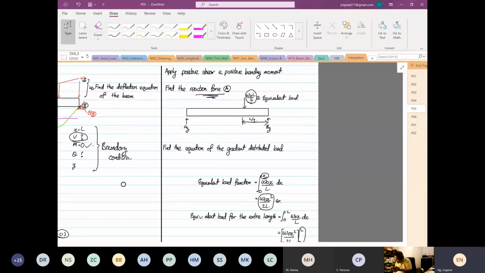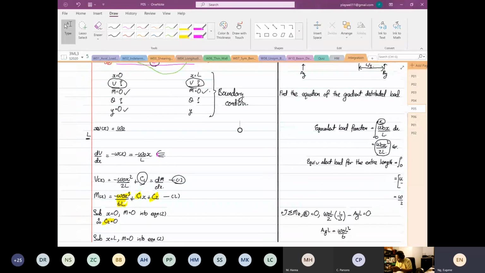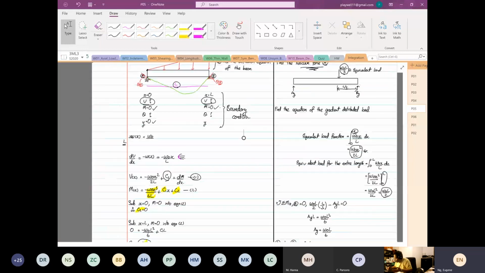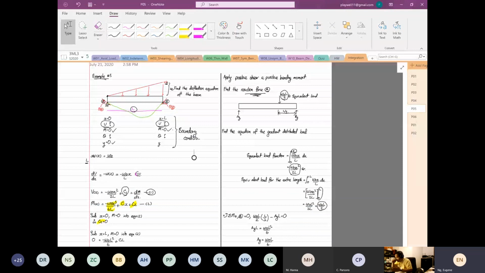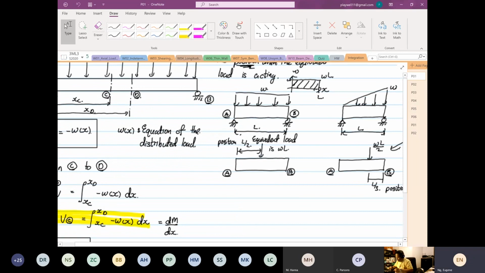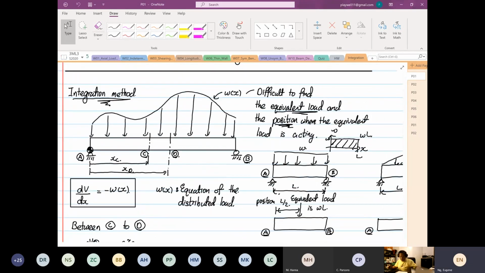If you use the integration method, all you need to know is your boundary condition, and you don't need to find your reaction. So it has advantages and it also has disadvantages. Again, the integration method has to be used if the distributed load is very complex. When I say complex, it looks like this. You cannot find the distance of your equivalent load. So that is one example.